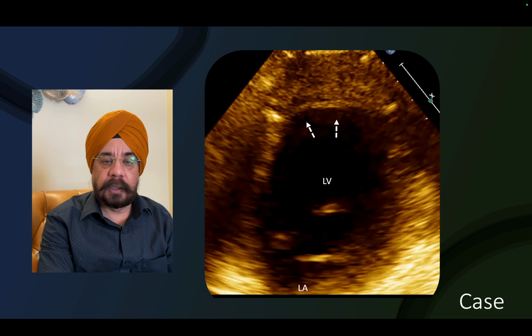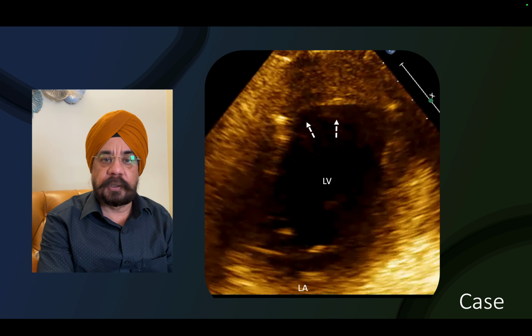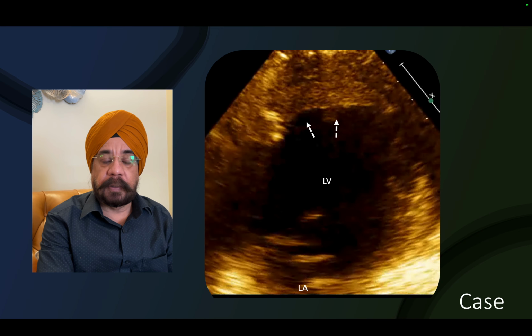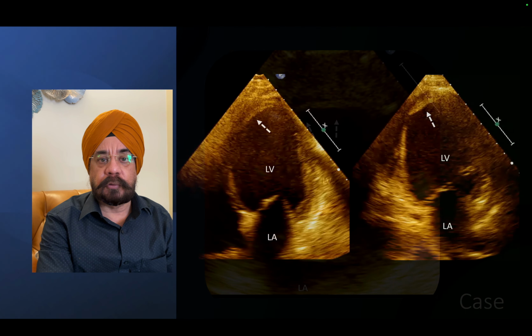Now, if you see it carefully, that's a closer look. Again, you would think this is a thrombus with a mixed echogenicity and a layered manner. But it may not be true. Then what is it? Just what I'm going to show you.